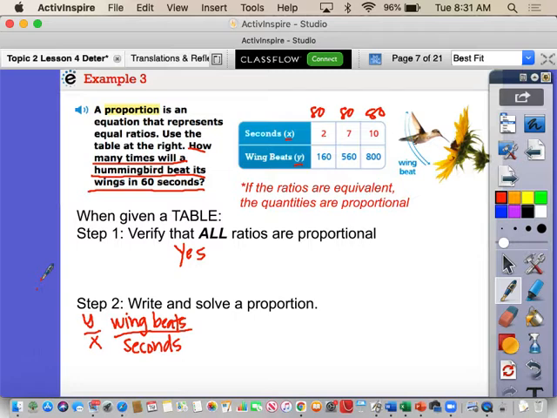And then, for your first ratio, you can pick any one that you already know. So let's just pick one from our table. Why don't we just do the very first one, since those numbers are the smallest. So our first ratio tells us that we have how many wing beats in how many seconds? 160 wing beats in 2 seconds. Okay, and then we want to know how many times they're going to beat their wings in 60 seconds. So it's a little different.